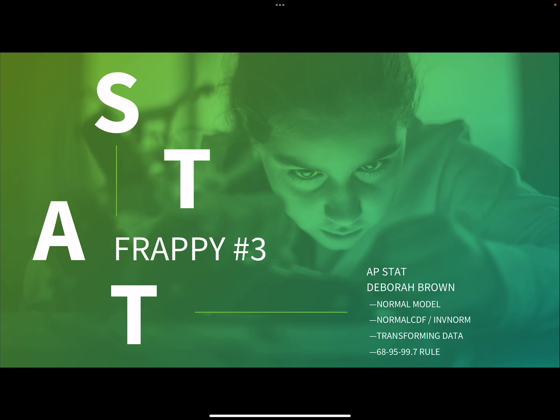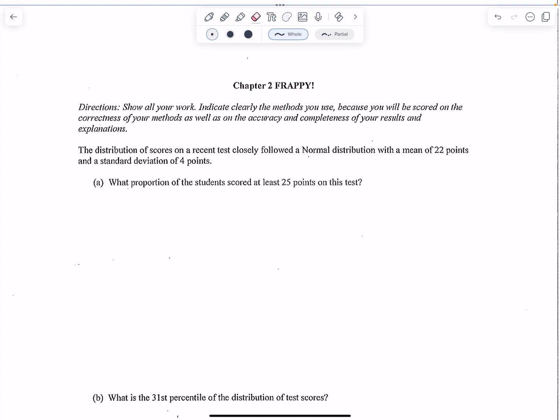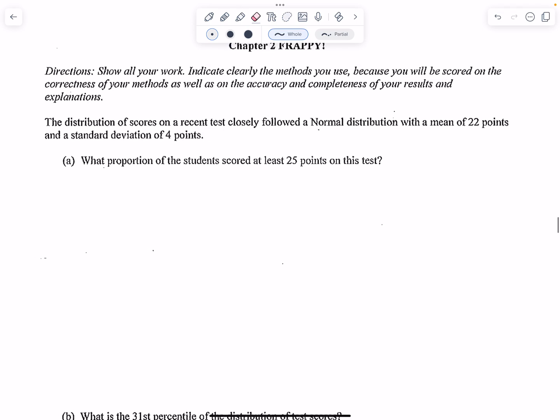So we're going to be discussing the normal model, normal CDF, inverse norm, transforming data, and the 68-95-99.7 rule in this FRAPPY. Okay, so for the first question here, it gives you the mean of 22. It gives you the standard deviation of 4 and asks what proportion of students scored at least 25 points.